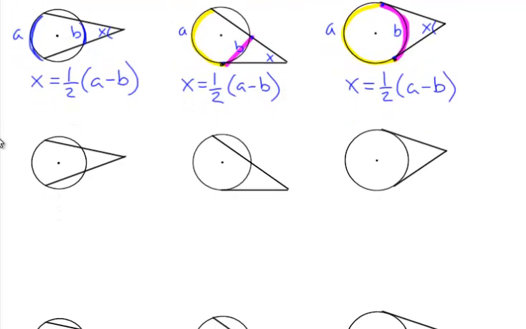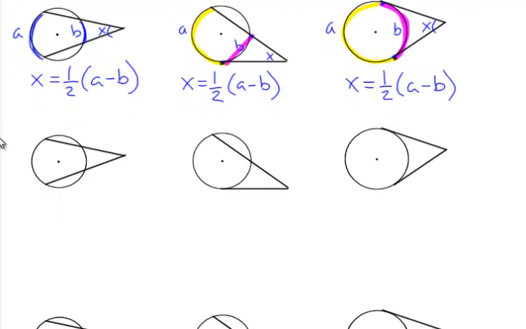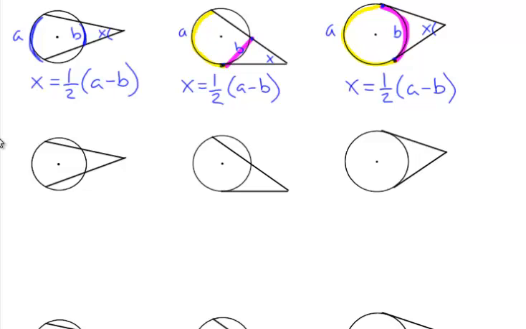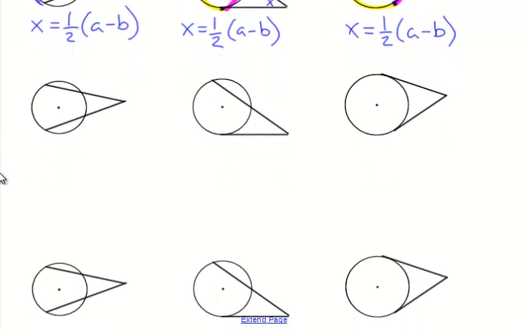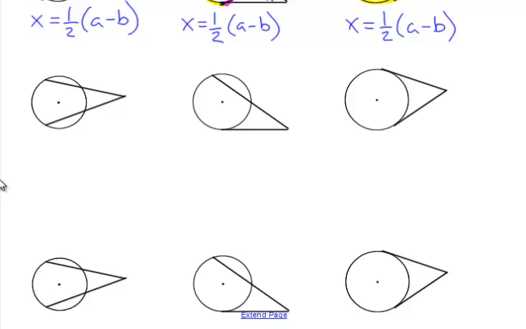So let's do some where we have some values. And in the first three, I'm going to give you ones where we have to find the angle. And in the second three, I'm going to give you ones where we have to find the arc. So let's call this example 1 here. We're looking for our angle. Let's call that X. And let's say that this arc that you have here is 90, and this arc is 30.